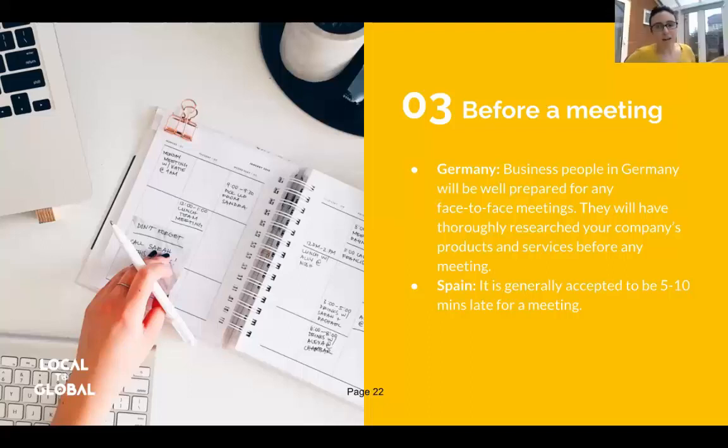And in Spain, for example, it's generally accepted to be 5-10 minutes late for a meeting, and they wouldn't particularly advise if they are going to be late. So it's just expected. It might be a bit too late, but yes, similarly to South American culture, timekeeping is not as important in Spain.